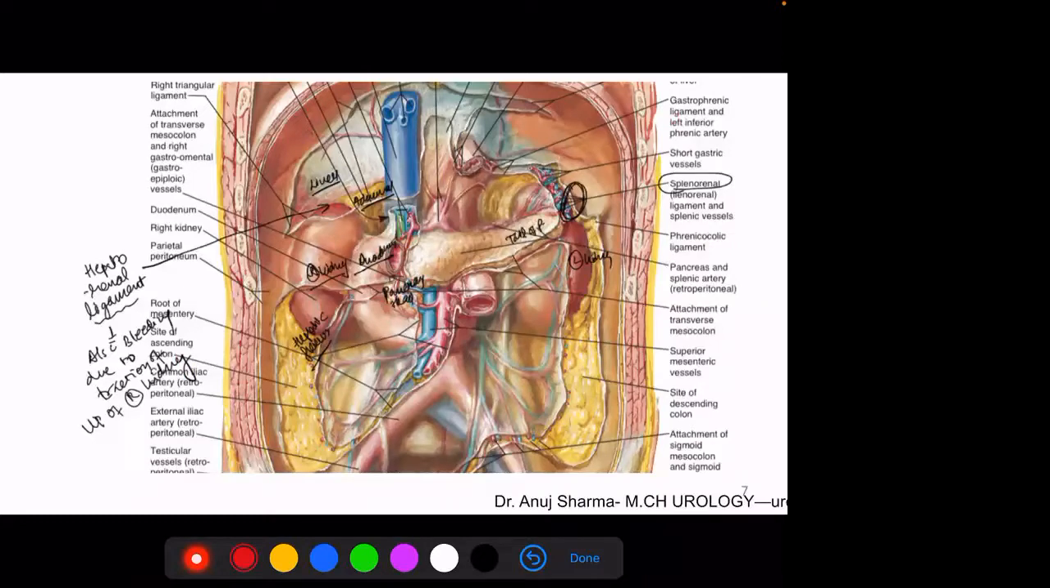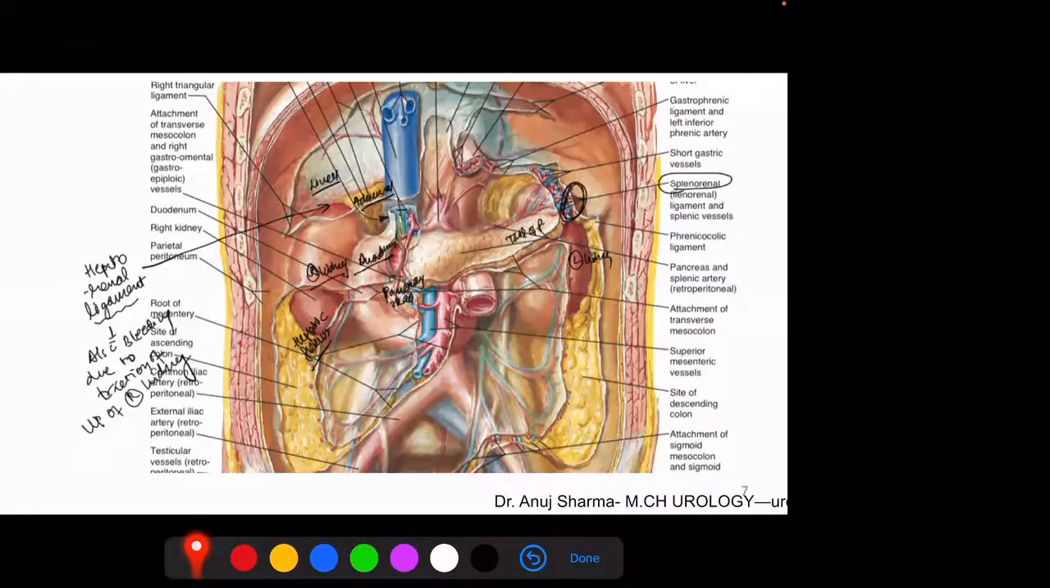Now, another important point which is asked as an MCQ. If we do any renal surgery and we give traction to the kidney, there will be bleeding from the upper pole of the kidney. And why does this bleeding occur? There are several options, 1, 2, 3, 4.